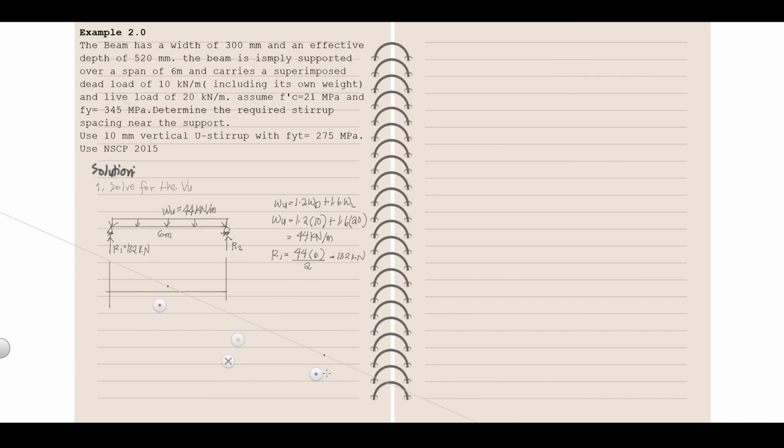So I'm going to draw the shear diagram here. Shear diagram natin. We have here 132, and same here, this negative 132. Our critical section is at a distance from the support. What is this distance? What is d? That is the effective depth. So we can say this is 0.52 in meters. Ito yung center line natin.